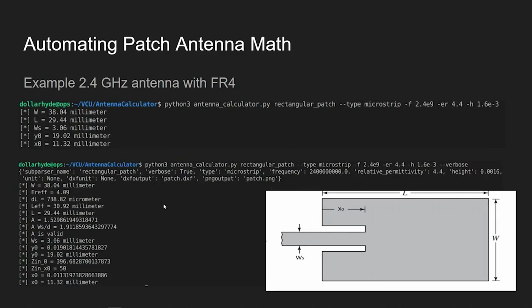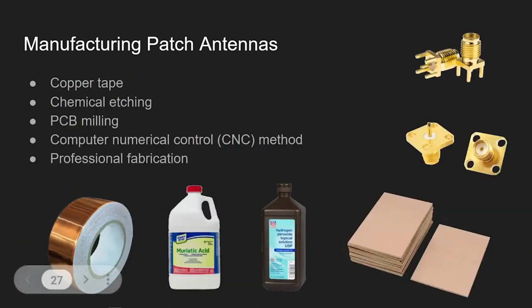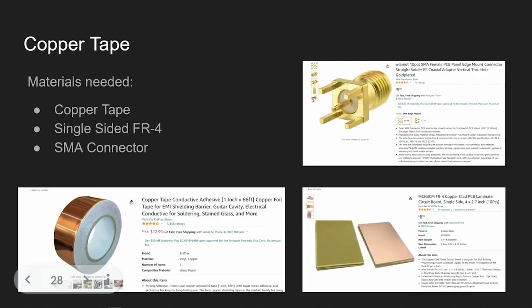If we use the verbose option, then additional calculations are shown, which are intermediate calculations based on the formulas outlined in the earlier part of the presentation. In this presentation, the following manufacturing methods will be outlined: copper tape method, chemical etching, PCB milling, CNC method, and lastly, professional fabrication. The first method of manufacture is the simplest one.